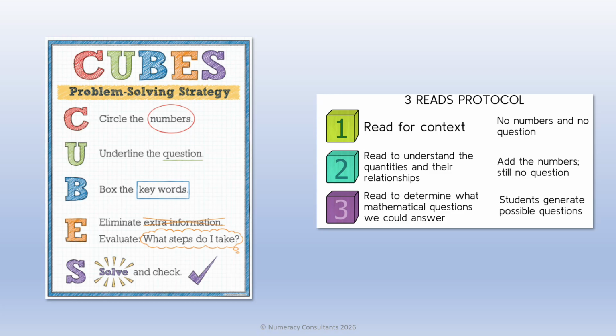But also with using the 3 reads protocol, which is the ability to read for context and understanding and look for the relationships between the numbers and determine the mathematical questions we can answer, where you have one that's a very concrete strategy, this one's a much more abstract one. And what we did is we really blended the two to take the best parts of both strategies.